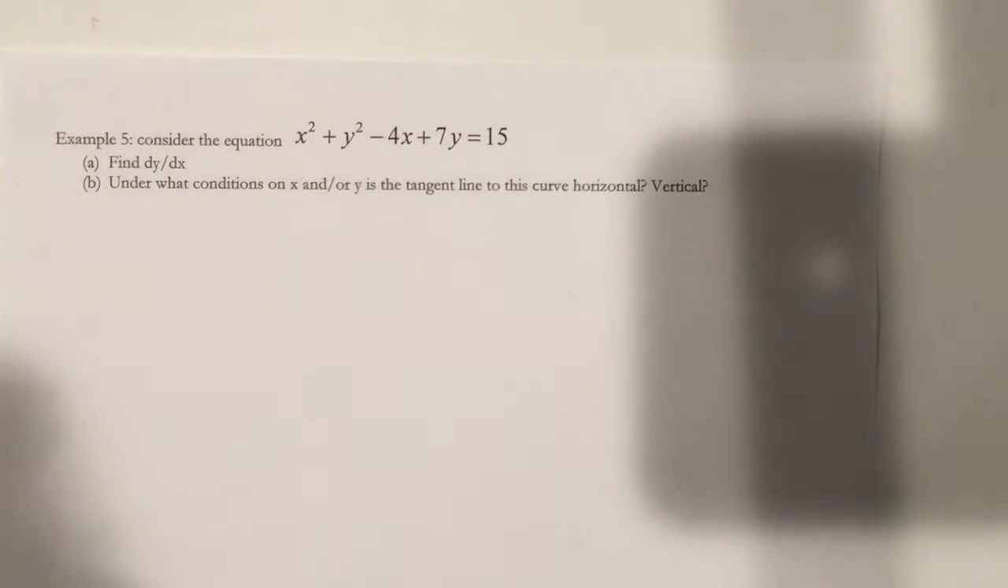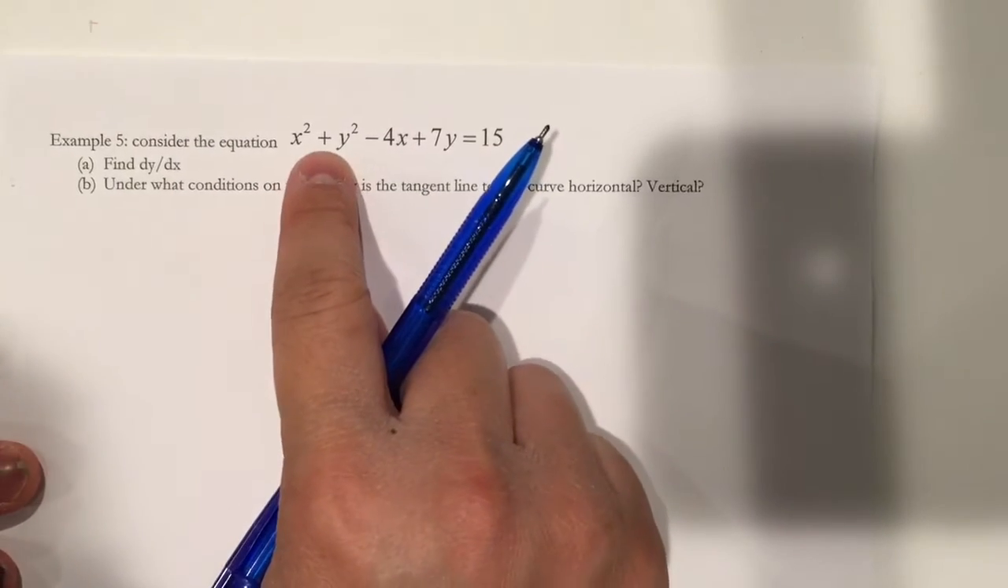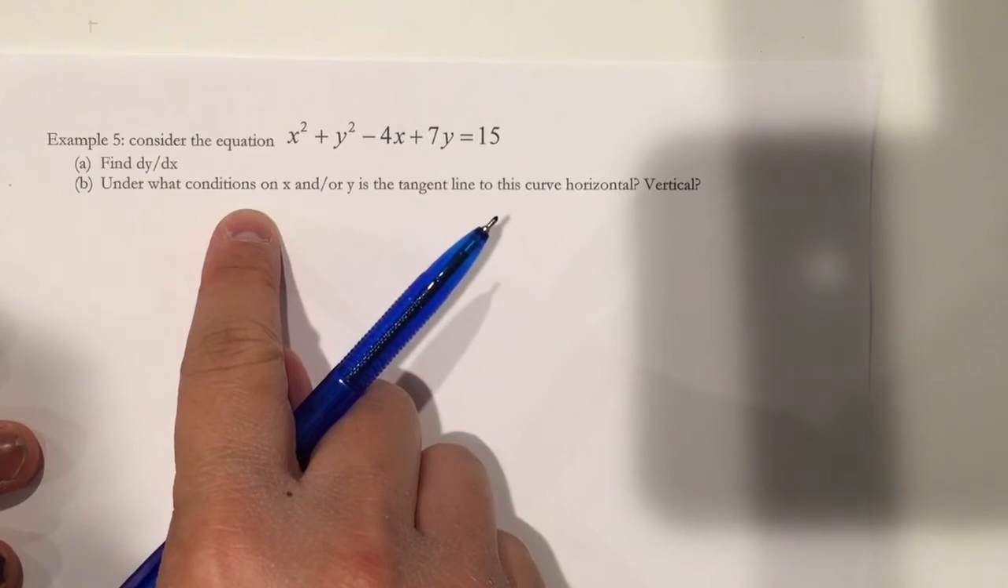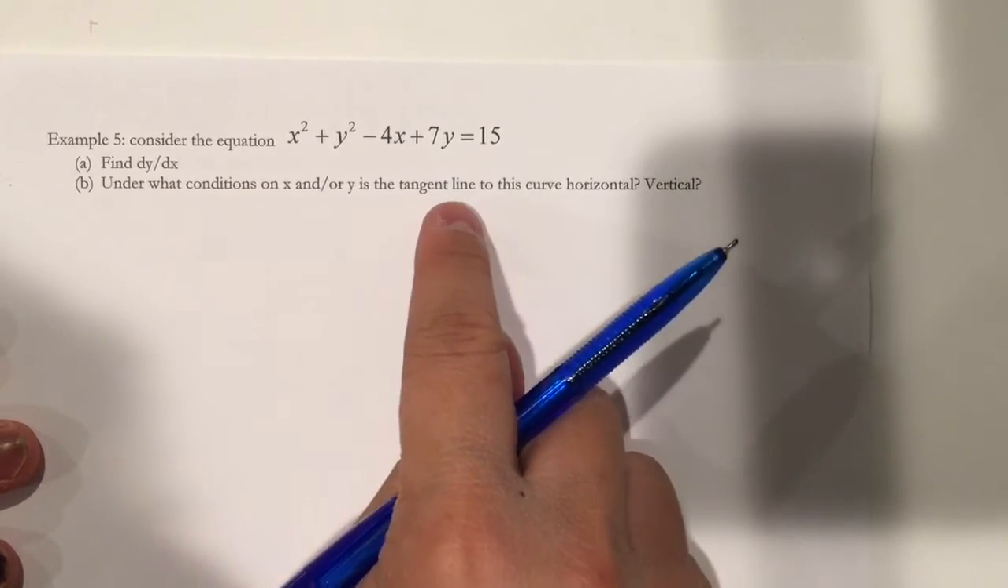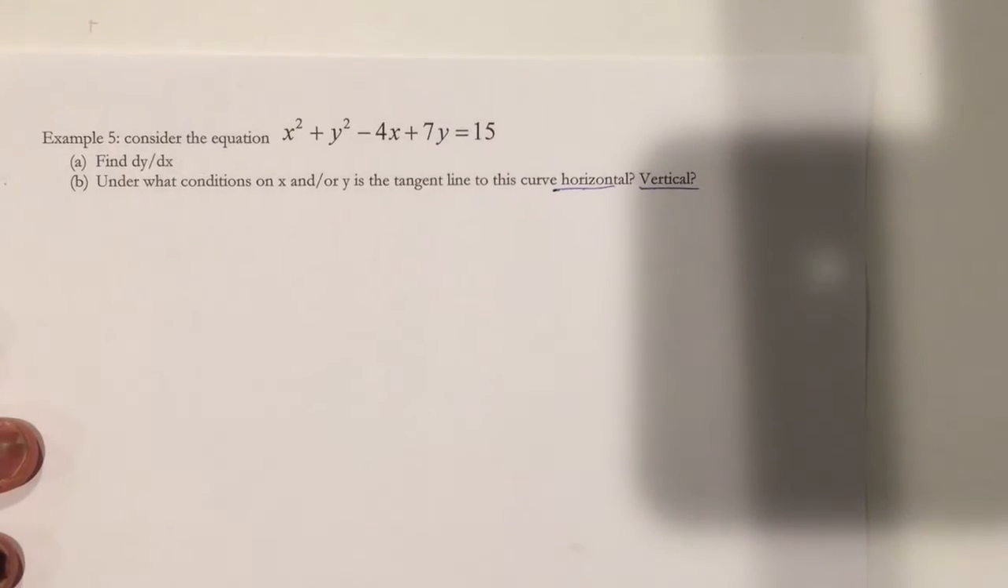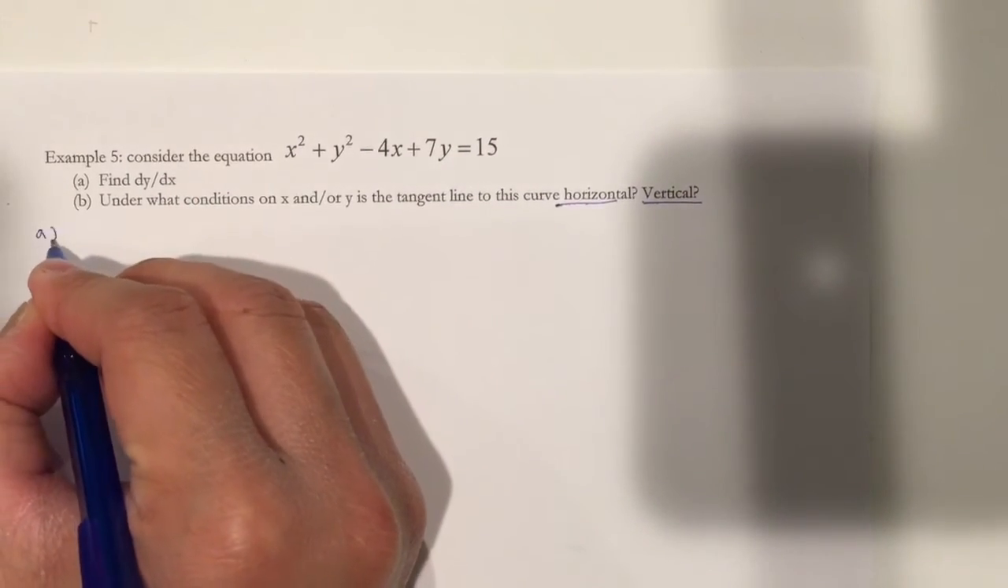All right, let's do a harder one. Consider the equation. Find the derivative. Under what conditions on x or y is the tangent line to the curve horizontal, vertical? All right, so we got a couple things we have to answer. So first, let's take the derivative.